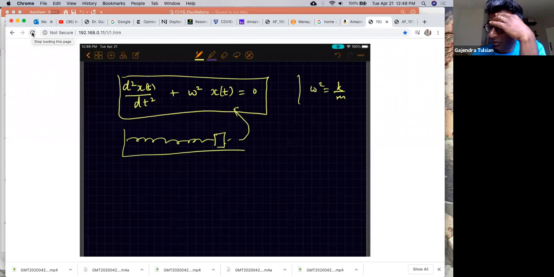Now here's a couple of things about this differential equation. This differential equation has a second order derivative, so it's called a second order differential equation. x(t) is linear, it's to the power 1, and the second derivative is also to the power of 1. So this is a second order linear differential equation. Non-linear differential equations are much harder to solve. Anyway, you learn how to solve these equations.